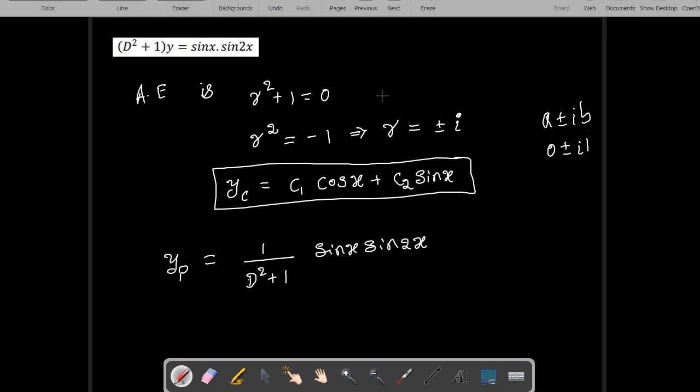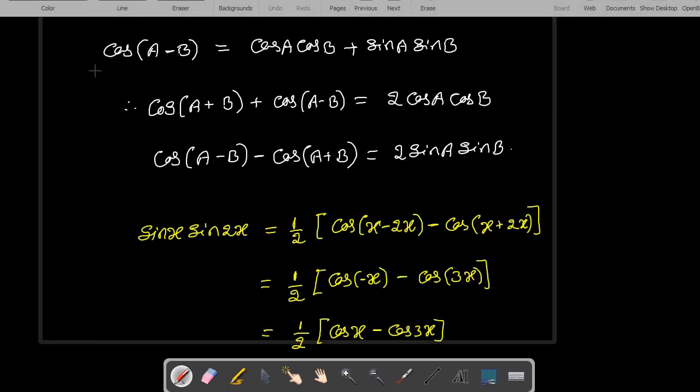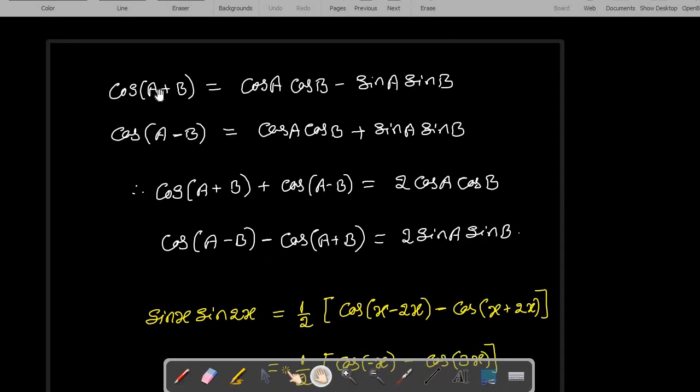So for that I am recalling this formula, that is cos(a minus b) and cos(a plus b). I hope you can see it. Cos(a plus b) is cos a cos b minus sin a sin b, and similarly cos(a minus b). Adding these two, you will get 2 cos a cos b, and similarly if you subtract these two, you will get 2 sin a sin b. So from this I can write the formula for sin a into sin b. What is it? 1 by 2 into this entire expression.